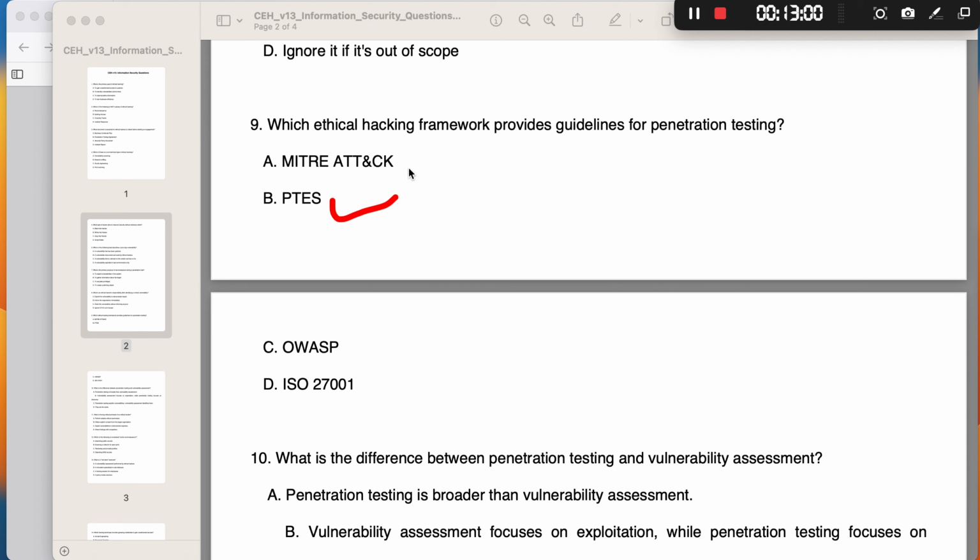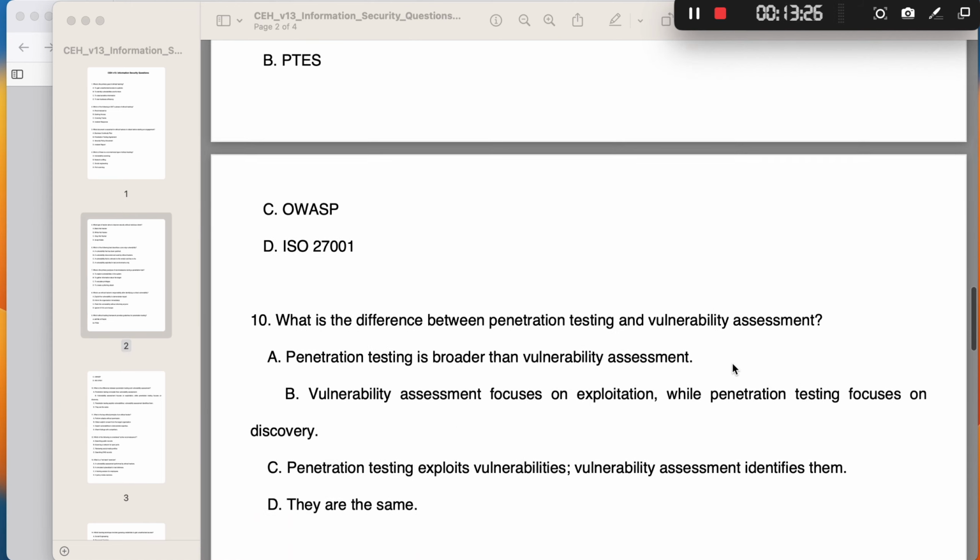MITRE is a completely different framework to identify vulnerabilities and attacks. OWASP is a completely different thing. They're an organization to improve web security, and ISO is an information security framework that has nothing to do with pen testing.